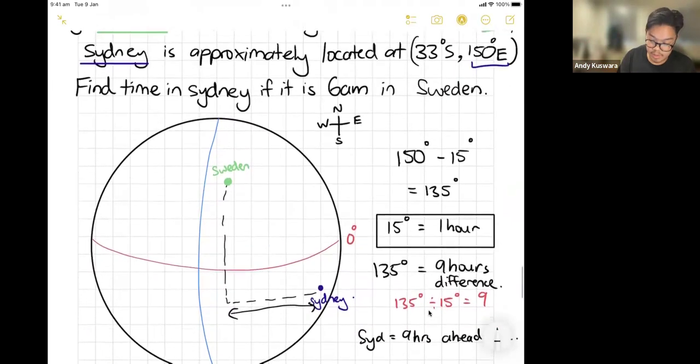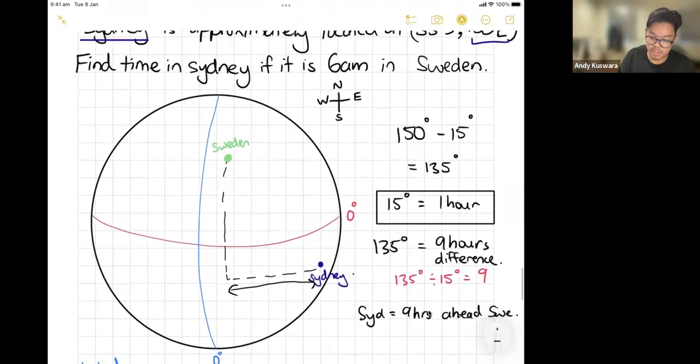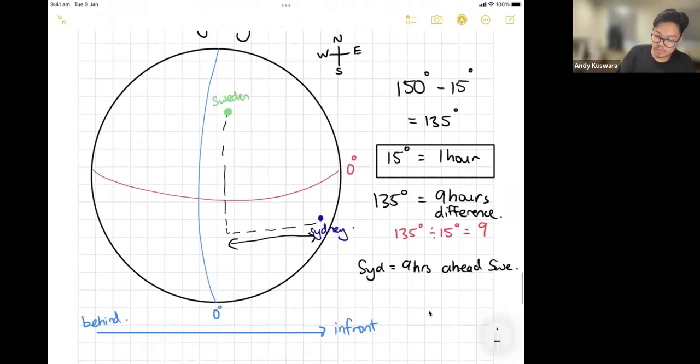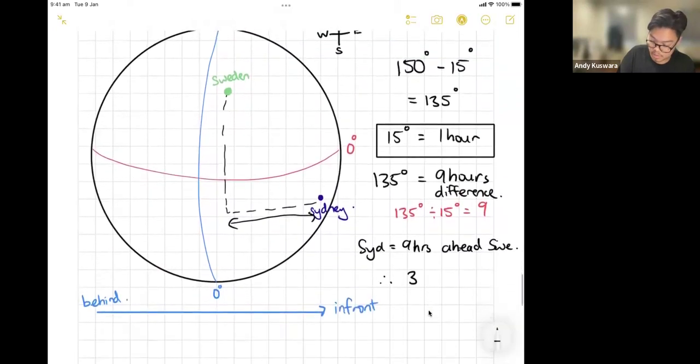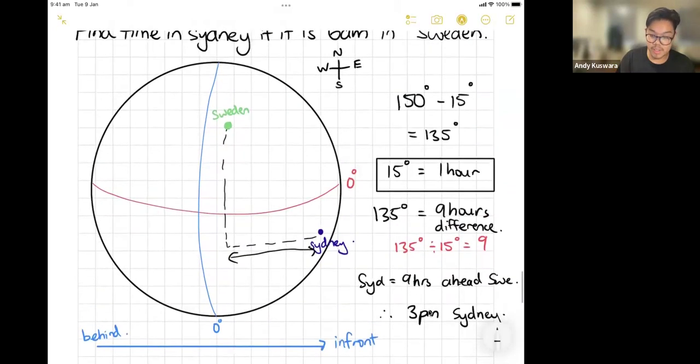And then from here, it's 6 a.m. in Sweden. So all I've got to do is plus 9 hours to that. So 6, 7, 8, 9, 10, 11, 12 p.m., 1 p.m., 2 p.m., 3 p.m. Hopefully you can do that math in your head. So therefore we can say that's the Sydney time. It'll be 3 p.m. in Sydney. That would be an example of how to find the time.